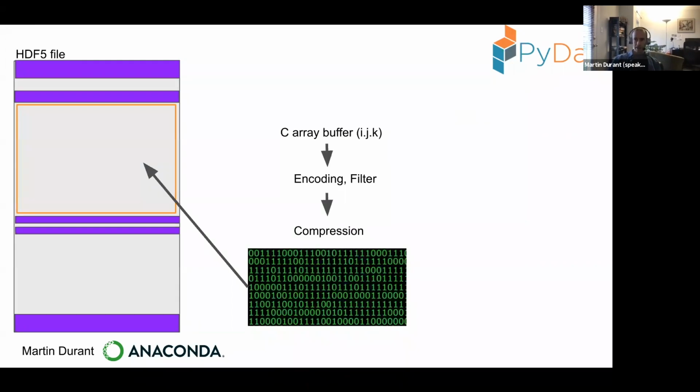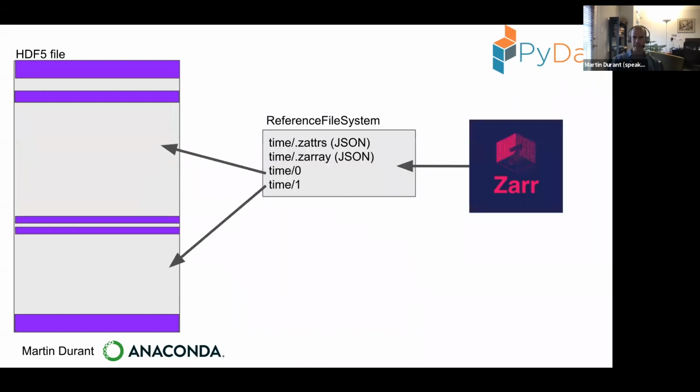So this is a reminder of the picture that we had before. You have a C array buffer that lives somewhere with some encoding and compression inside this HDF5 file. Now you have a picture that's like this. Kachunk fills in the piece that's in the central box here. It figures out the attributes of a given array. It figures out the types of a given array and stores them in the kind of JSON that Zarr expects. And then it encodes each of the chunks so that they appear at a particular path location.